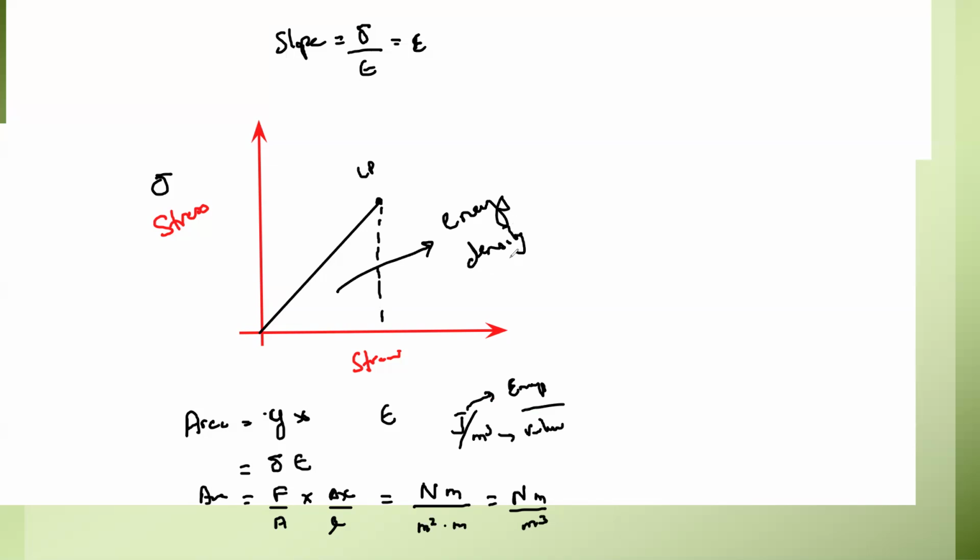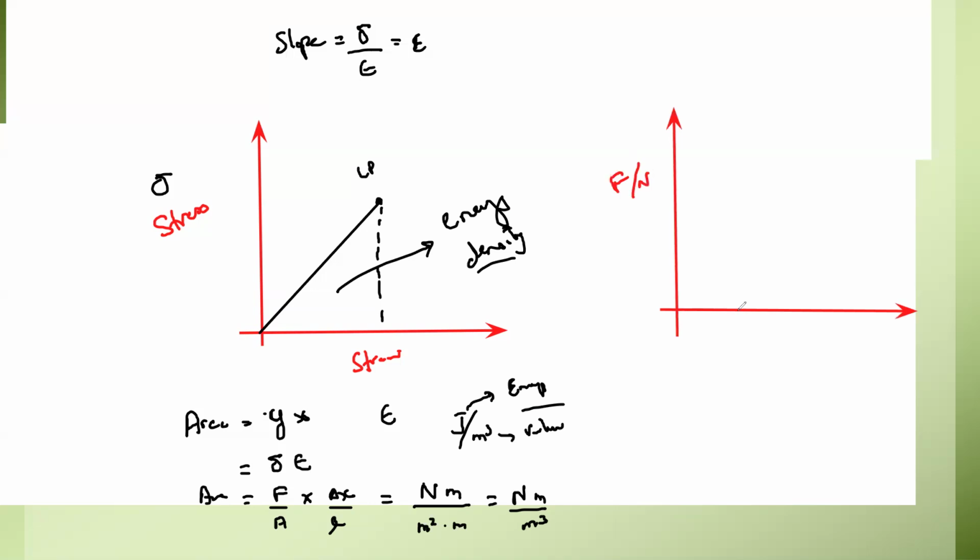So what is the meaning of energy density? Energy density shows how much energy this object will store in a unit volume. So when I work out the area of the stress and strain graph, I'll get the energy density. But when I work out the area of the force and extension graph, I will get the total energy.